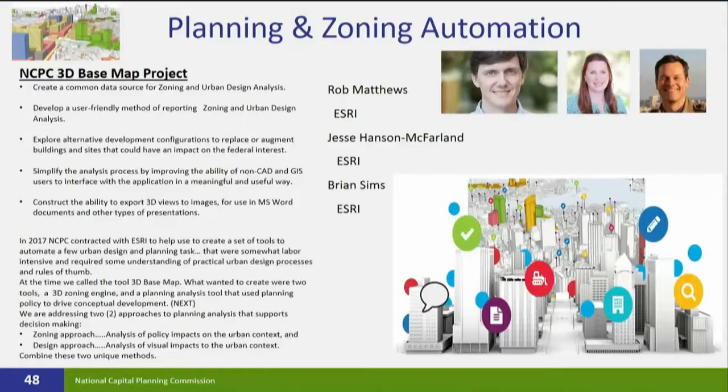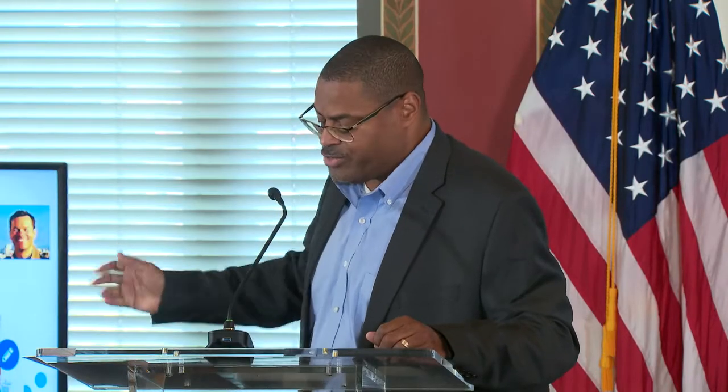That simplicity led to a desire to make more planning tasks easier for the whole staff to carry out. And so what we wanted to do was automate some planning analysis. So back in 2017, we contracted with Esri once again to create a set of tools to automate urban design and planning tasks. The project was named NCPC 3D Base Map. Now this is actually a series of tools, not just one tool, but I'm going to talk about one for the most part. And this was our project team.